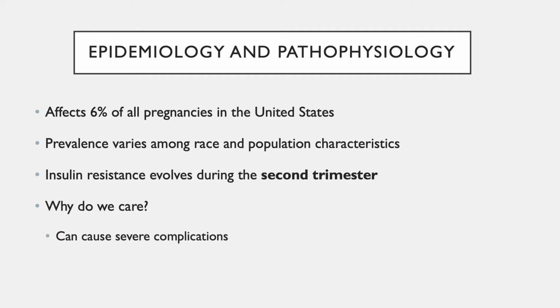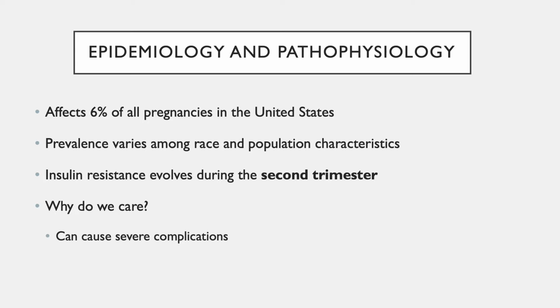Now we're going to go over the epidemiology and pathophysiology of GDM. It affects approximately 6% of all pregnancies in the United States, with the incidence rising in parallel to the increased diagnosis of metabolic syndrome, which, as we all know, is high blood pressure, increased blood glucose, central obesity, and abnormal cholesterol or triglyceride levels. The prevalence also varies among race and population characteristics, with African American and Hispanic women being the most commonly affected populations.